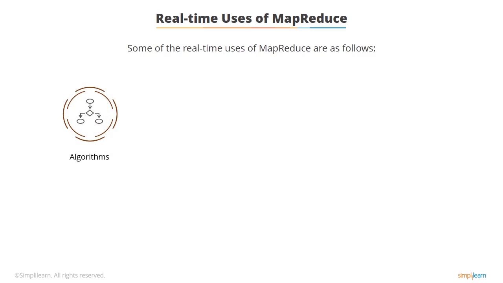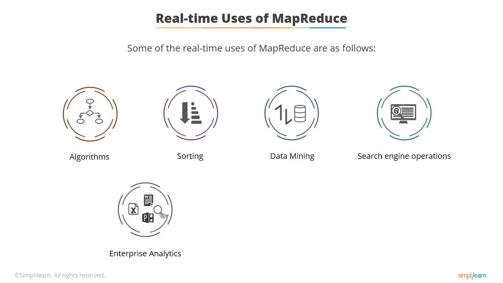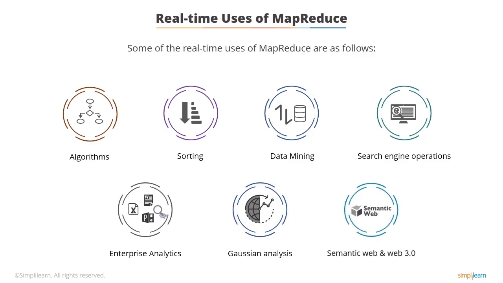Simple algorithms such as grep, text indexing, and reverse indexing. Data-intensive computing such as sorting. Data mining operations like Bayesian classification. Search engine operations like keyword indexing, ad rendering, and page ranking. Enterprise analytics. Gaussian analytics for locating extraterrestrial objects in astronomy. Semantic web and Web 3.0.